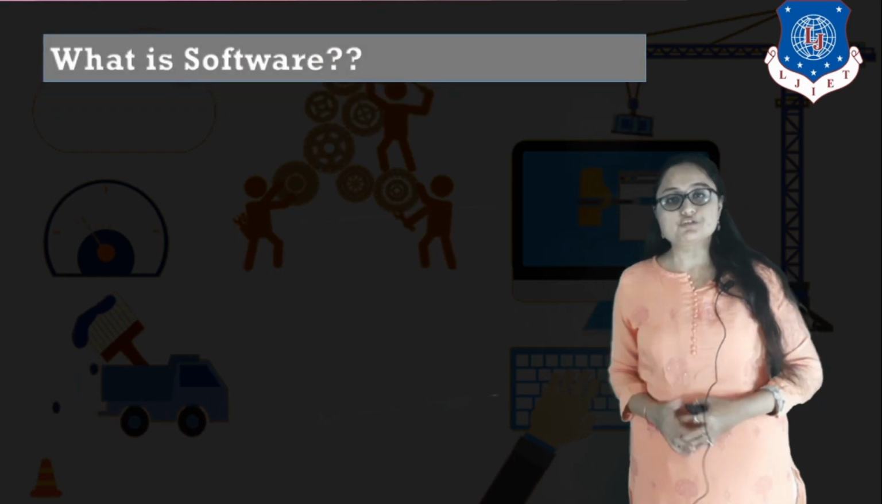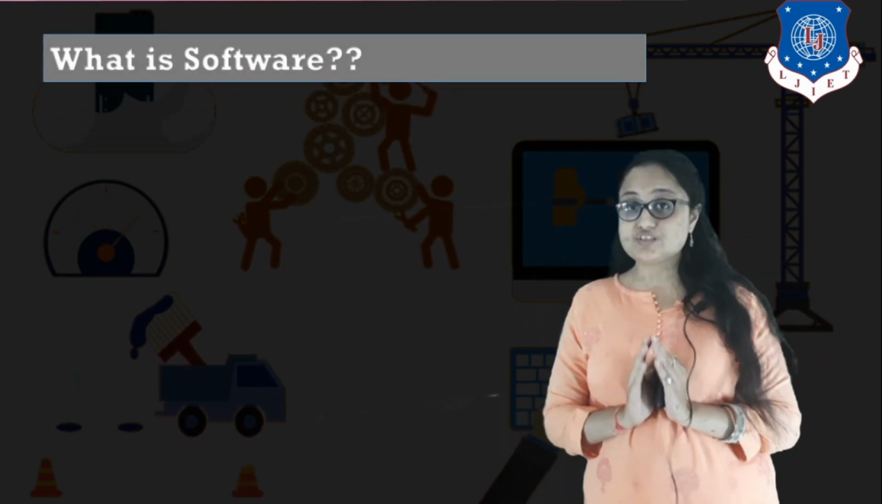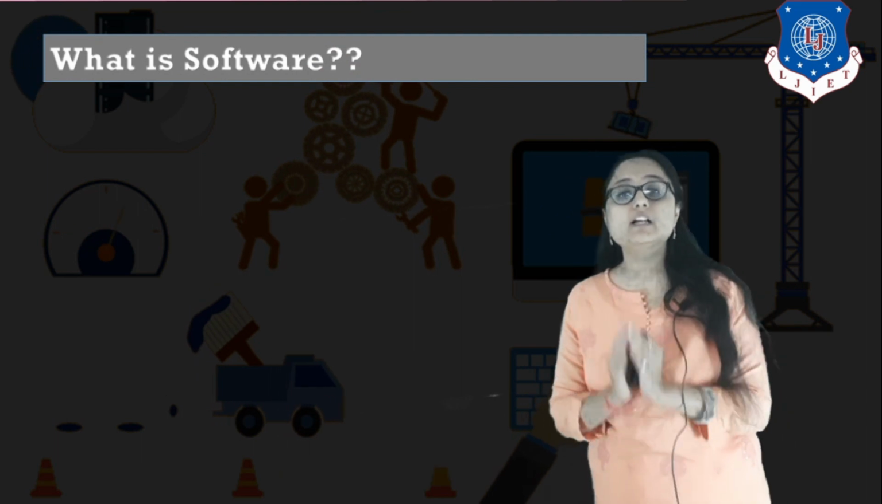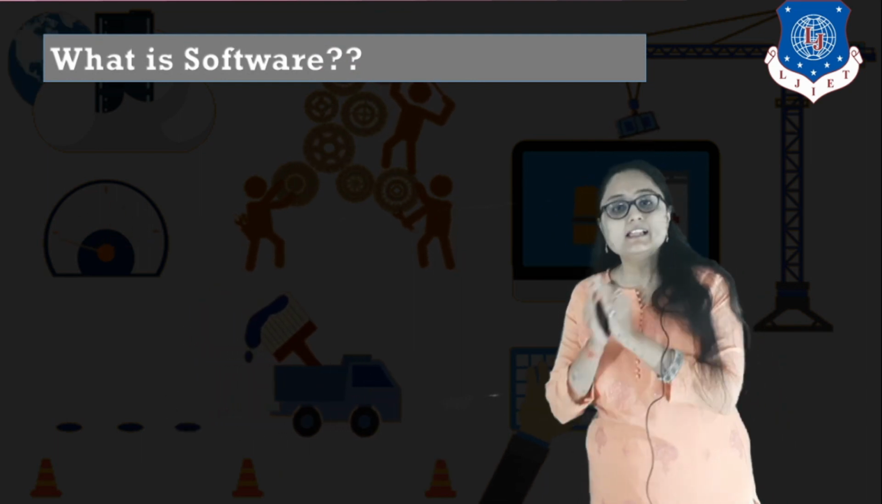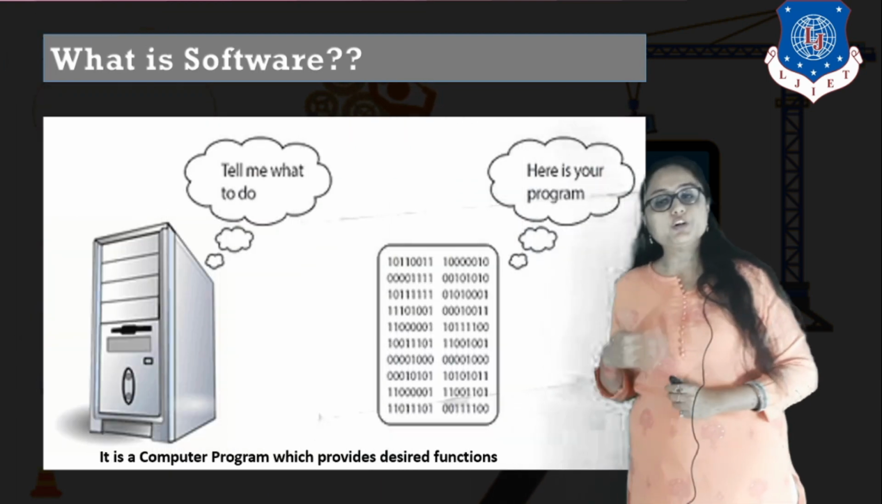So let us study the first thing in software engineering, and that is, what do you mean by software? The first thing that we need to study in software engineering is what exactly a software is, and then we can shift towards the software engineering methodologies.